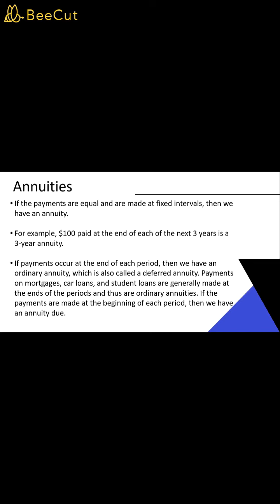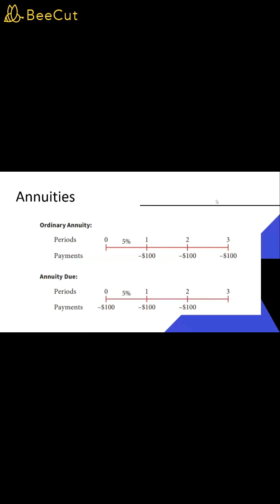If payments occur at the end of each period, then we have an ordinary annuity. An ordinary annuity is also known as a deferred annuity. However, annuities can also be paid at the beginning of every period. If they are paid at the beginning of every period, that is known as an annuity due, which is different from an ordinary annuity. These are two annuities shown on a timeline just to familiarize you with them.